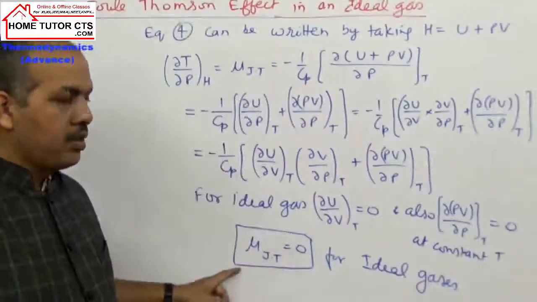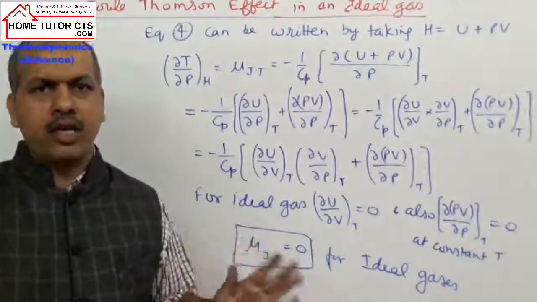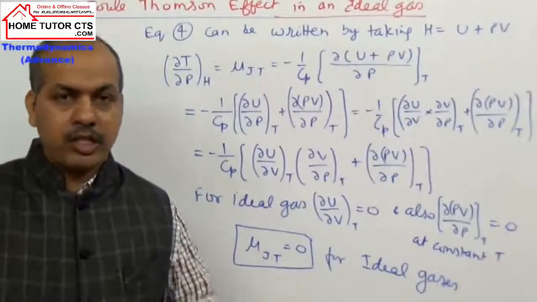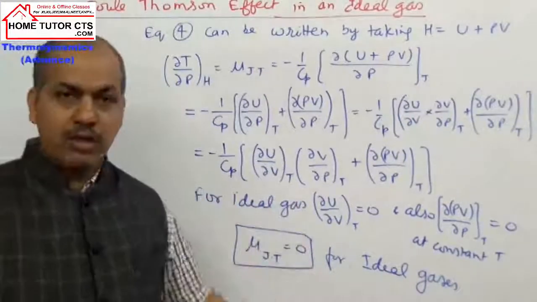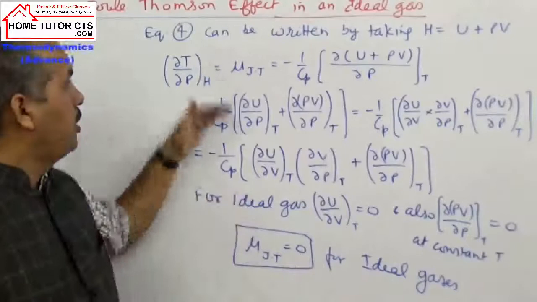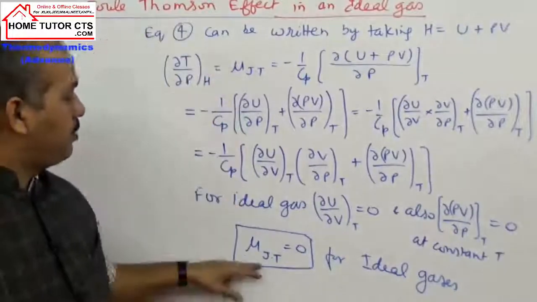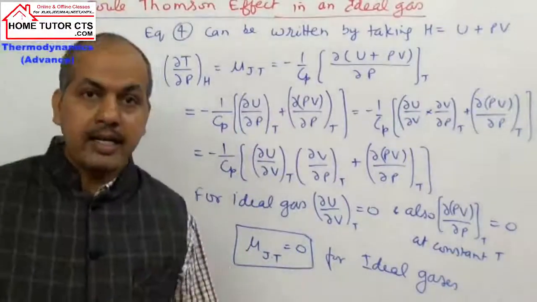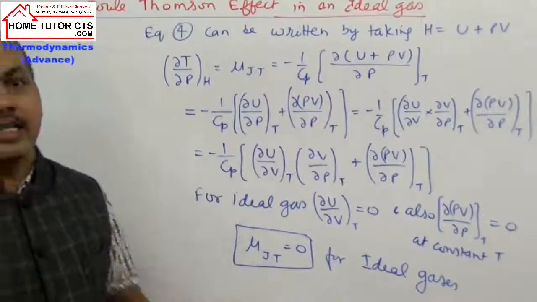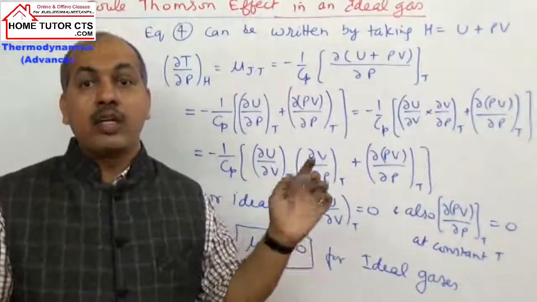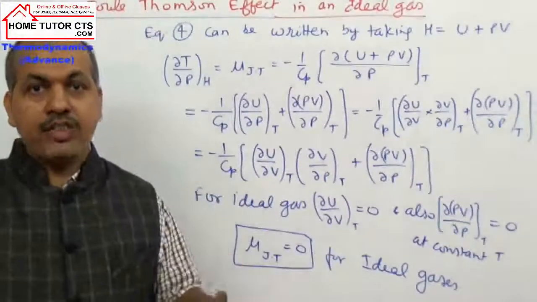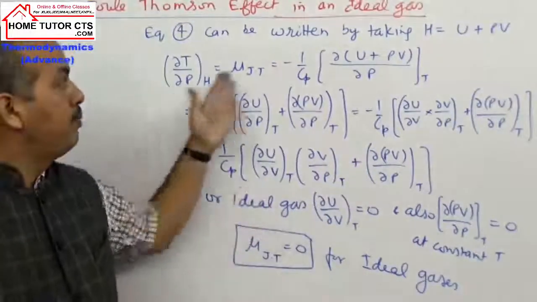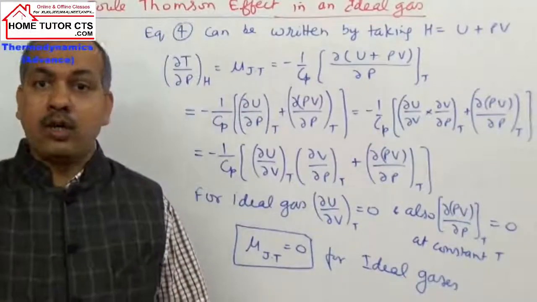Why? Simple logic: interaction forces are absent if the gas is taken as ideal. No gas is actually ideal, but for theory purposes we are using this expression. That is how we can explain it for an ideal gas. This expression proves that mu JT is 0 for an ideal gas. Now if real gases are taken, we have taken one term, inversion temperature. That expression we can derive and then explain a bit more for real gases how they can show cooling on expansion.